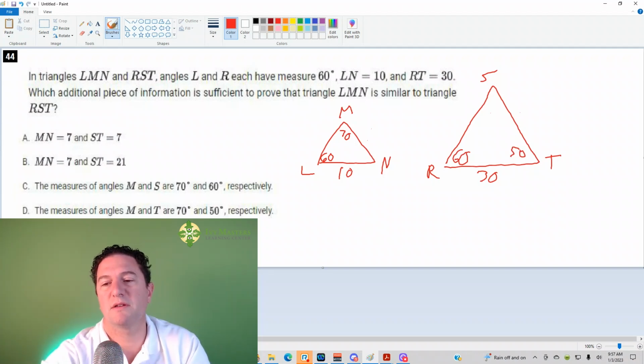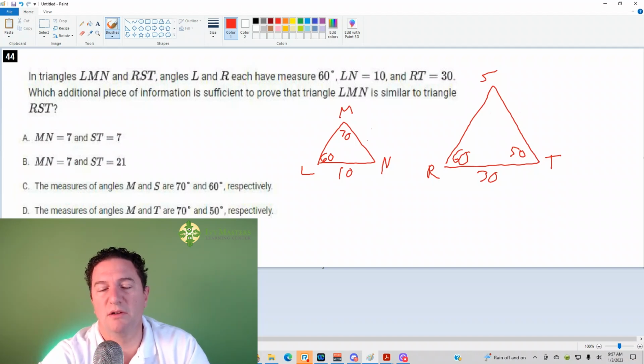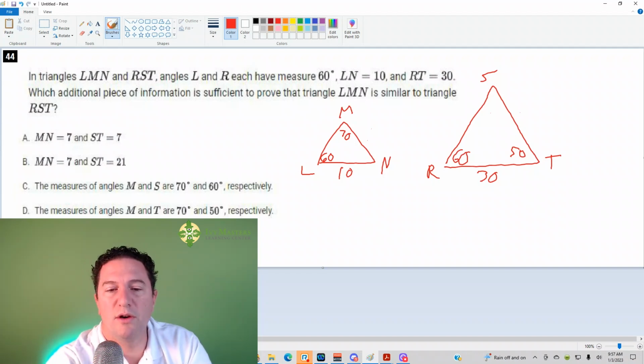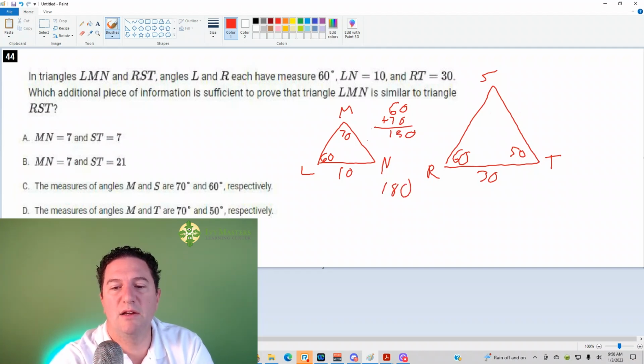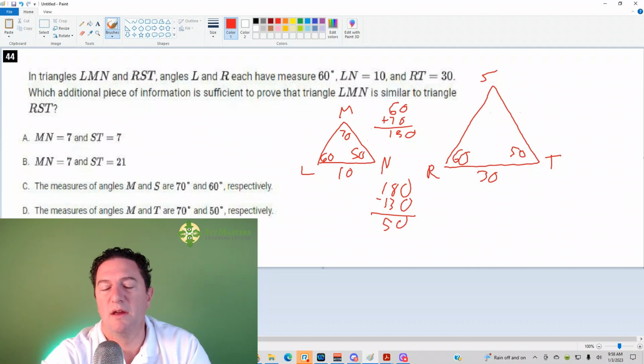Now if you notice, both triangles have a missing angle. So I'm going to figure that out. In order to figure it out, remember every triangle has 180 degrees. So in the small triangle, I could do 60 plus 70. I get 130. And then I do 180 minus 130, and I get 50. So that missing angle is 50. Now look at the triangles. L and N are 60 and 50. R and T are 60 and 50. So this one must be 70. Angle S must be 70.